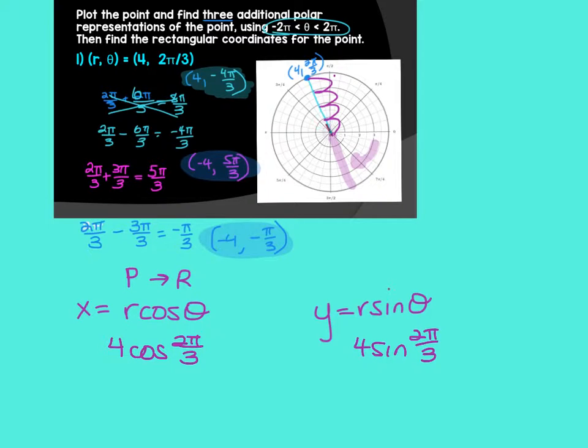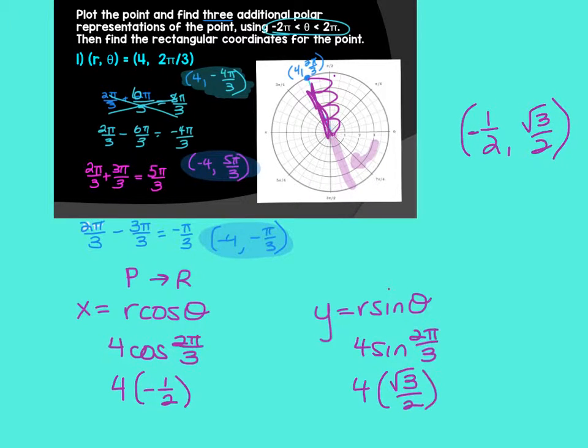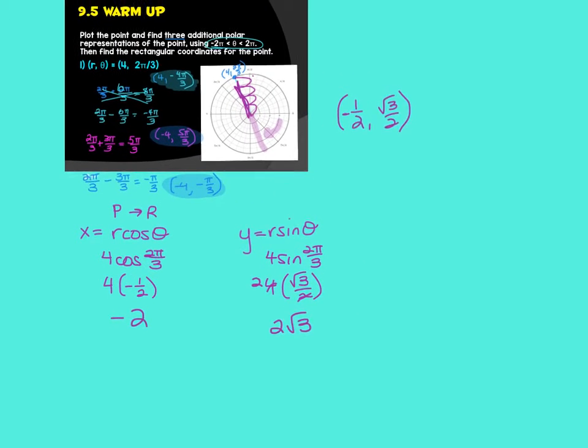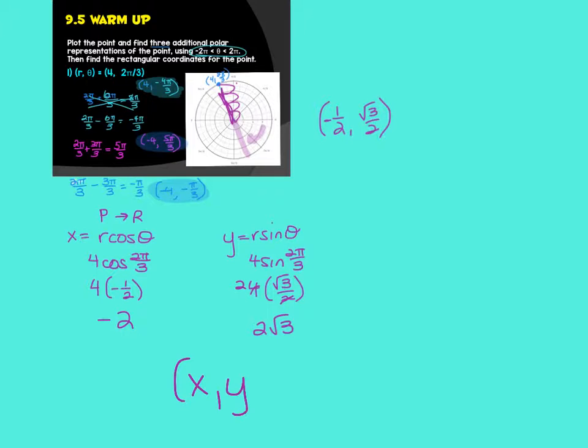2 pi over 3, which is on my unit circle here, is that second pi over 3 that you hit. The over 3s are 1/2 and root 3 over 2. And it's in the second quadrant, so that 1/2 is negative. So then I'd get 4 times negative 1/2, and 4 times positive root 3 over 2. This simplifies to negative 2. This simplifies to 2 root 3. So my x, y, which you always want to write out, is negative 2, 2 root 3.